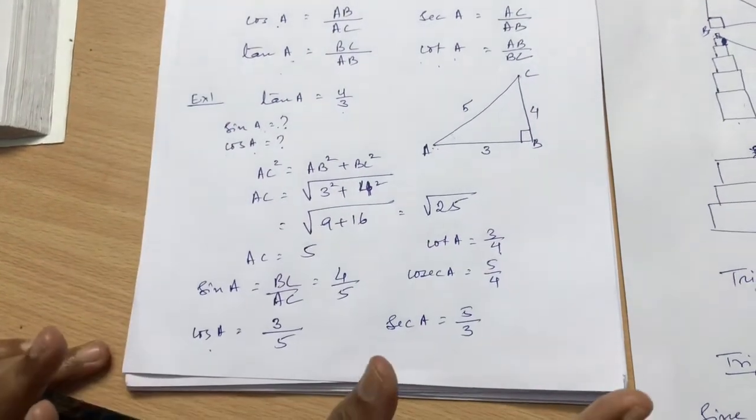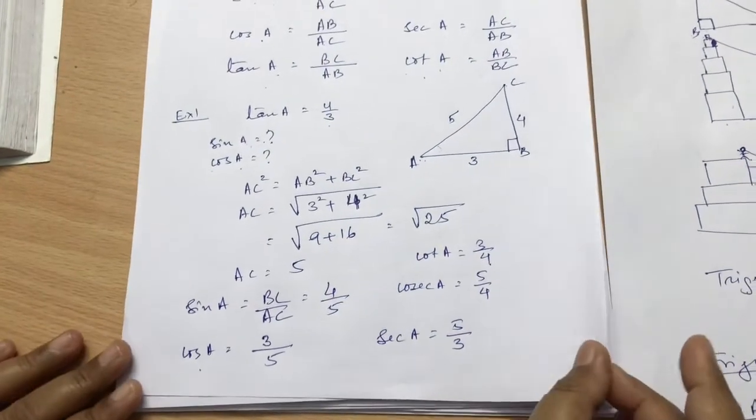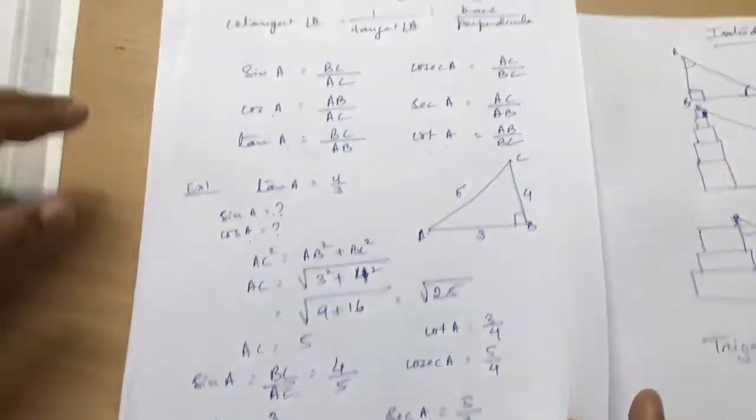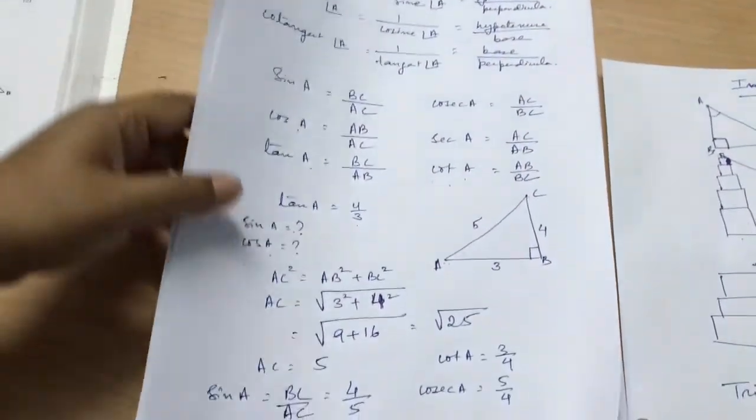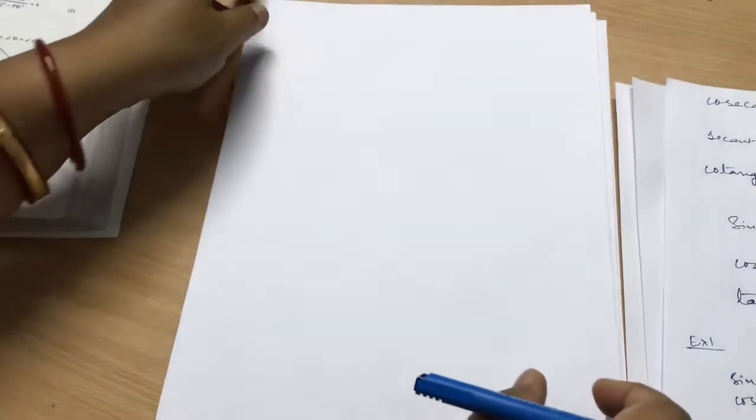Finished. Example 1. Was it easy or not? I think it was damn easy, isn't it? Okay. Now let me go to the second example.